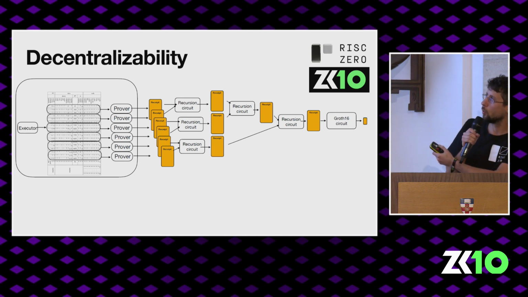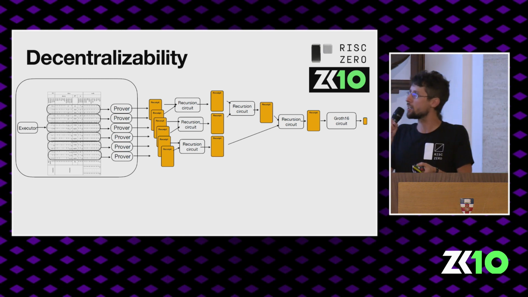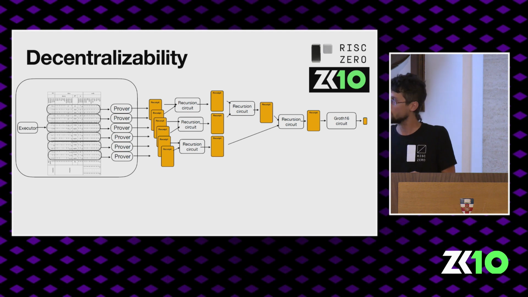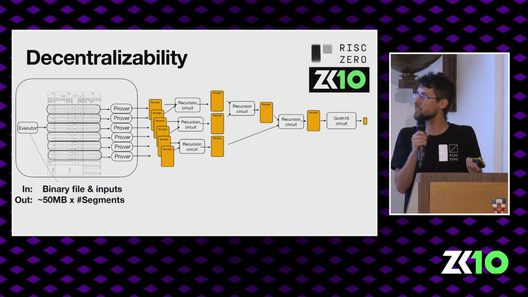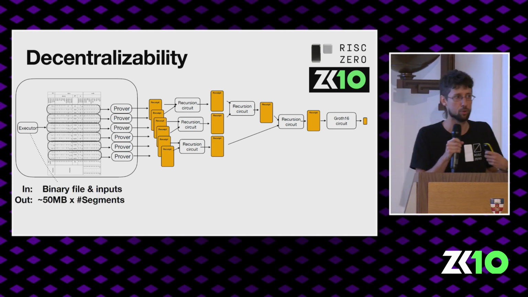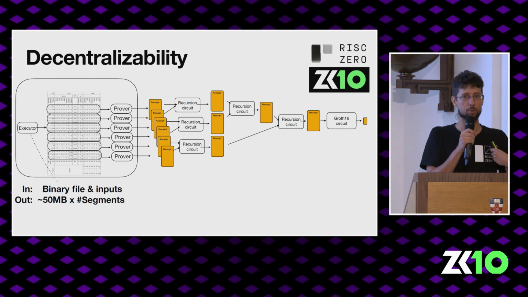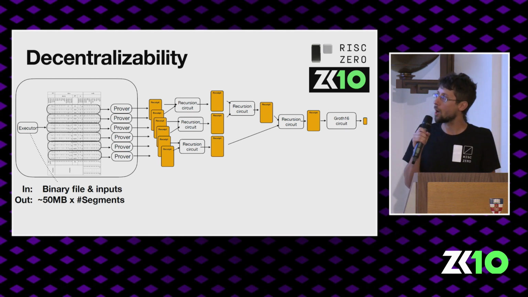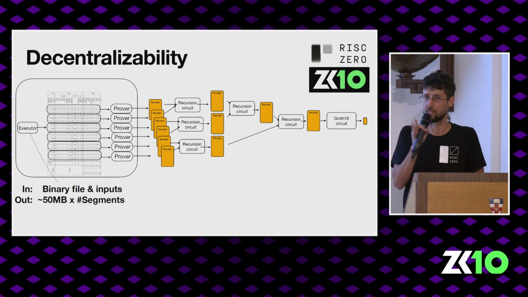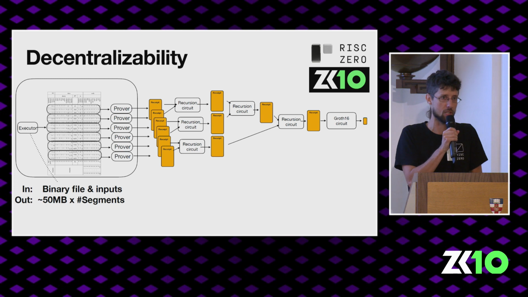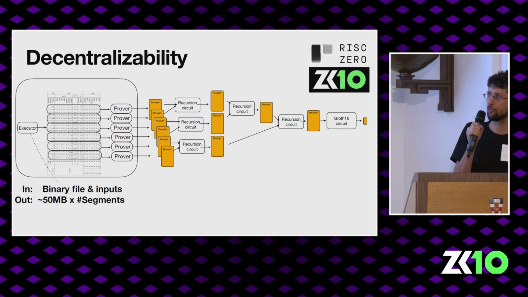So what actually needs to get specified in order to do each of these parts? For this execution, we need to specify a binary file, and we need to specify some inputs to that binary file. That's what the prover needs to receive. And then the prover is going to send back some collection of segments. Each of these segments is a pre-proven segment. This is just a description of the portion of the execution trace, and it is about 50 megabytes.